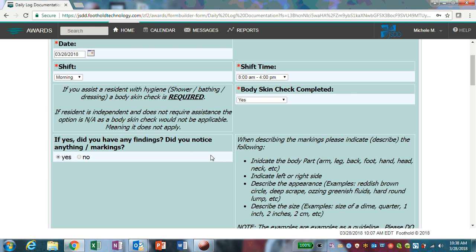So if someone has a black and blue on their shoulder, every single day that you see that black and blue on that shoulder, you're going to indicate that you still see that mark. It's really important that that data is entered. So it's not just, oh, you entered it once and now you're good. Anytime you see a body scan marking, whether you've already noted it or not, you are indicating it here.